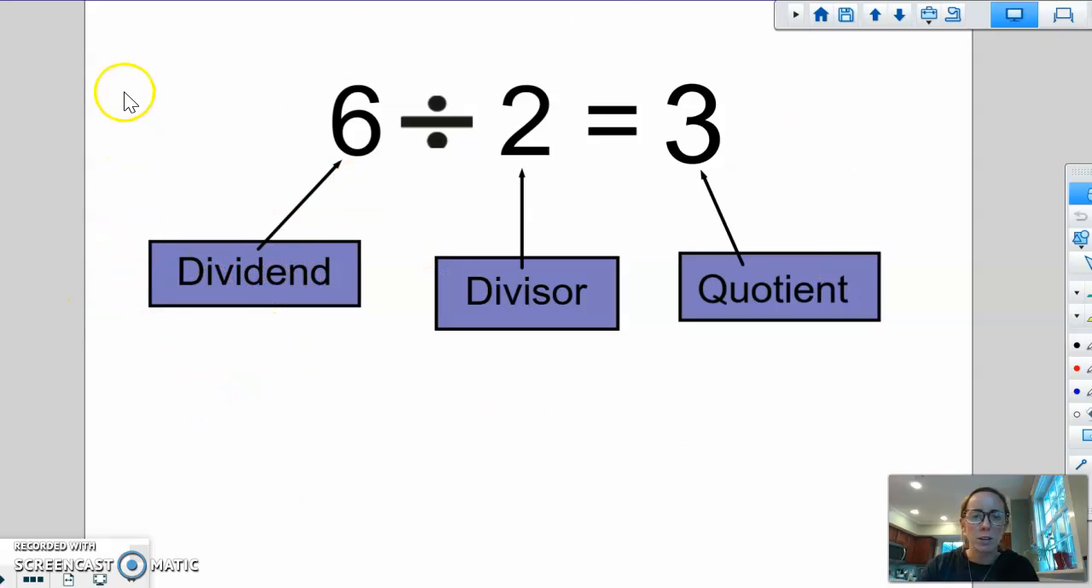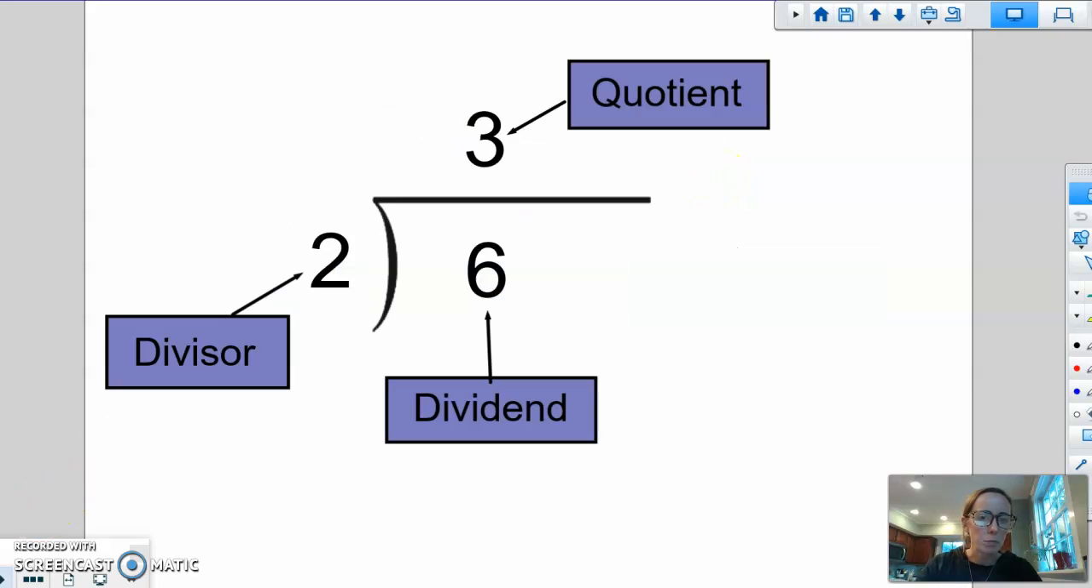Just a reminder, if you need to, pause right now and jot down your vocab for division. Our dividend is the number that we're starting with that we are going to eventually split into groups. Your divisor is the number of groups that you are splitting your dividend up into. And your quotient is your answer to the division problem.